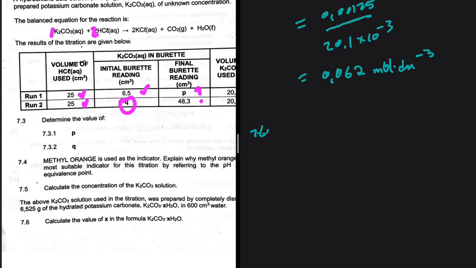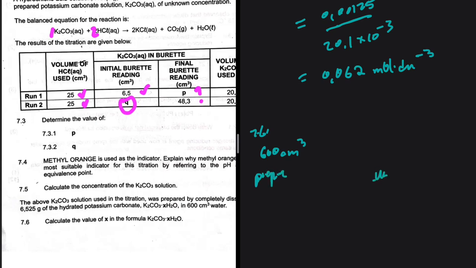So, okay, this is what I'm thinking. The volume that this mess was dissolved in is 600 centimeter cube, right? But the volume that was used, I don't even know how to name these things. So this is the volume that was used to prepare.